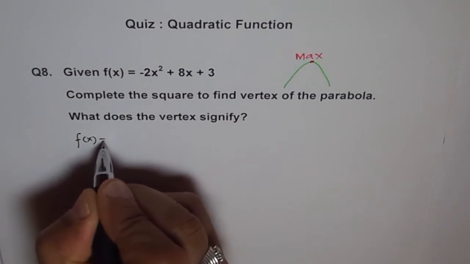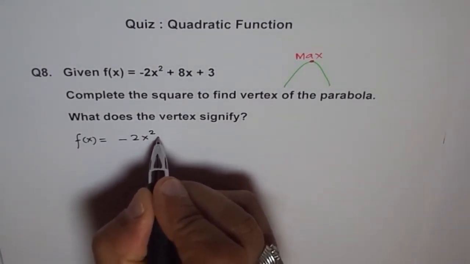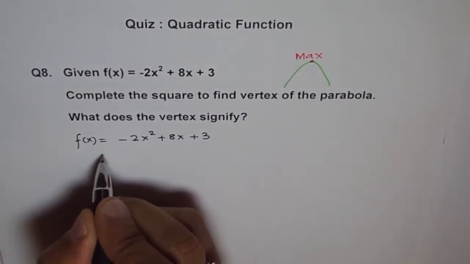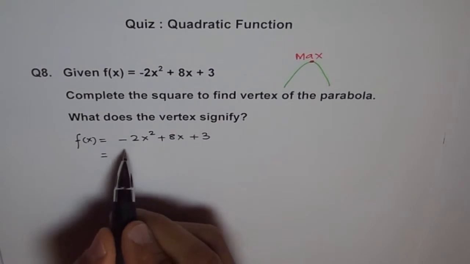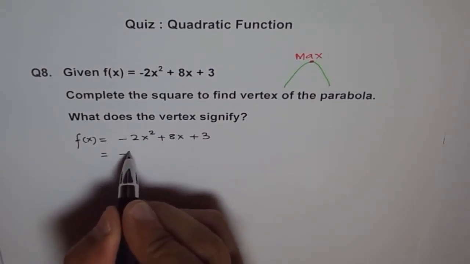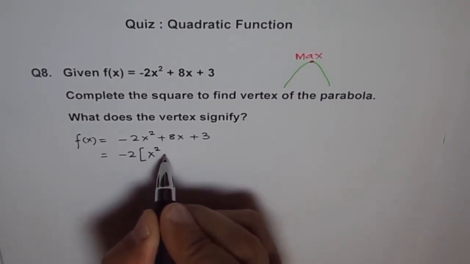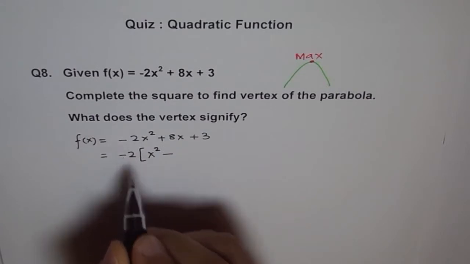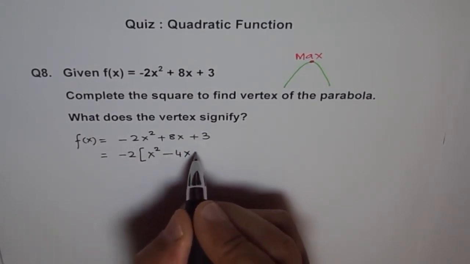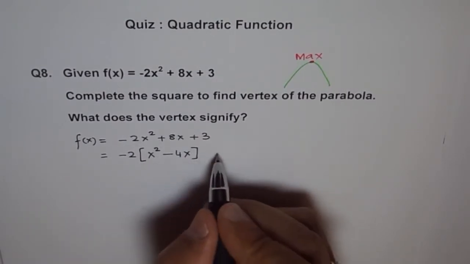So f of x is equal to minus 2x squared plus 8x plus 3, correct? Now, the first step always is to factor the leading coefficient. The leading coefficient here is minus 2. When we do that, we get x squared, and plus divided by minus will be minus. 8 divided by 2 is 4, so we get 4x, right? I prefer to use square brackets here, plus 3.